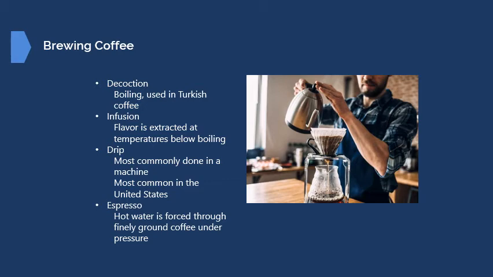Drip is most commonly done through a machine. Also, it's the most common style here in the United States. However, as you can see from this picture, it's getting more and more common for drip to be done in a slow process. So this almost includes the infusion method in there as well. This allows for the coffee to be poured through the filter and slowly drip through, as opposed to being forced through like some coffee makers do.